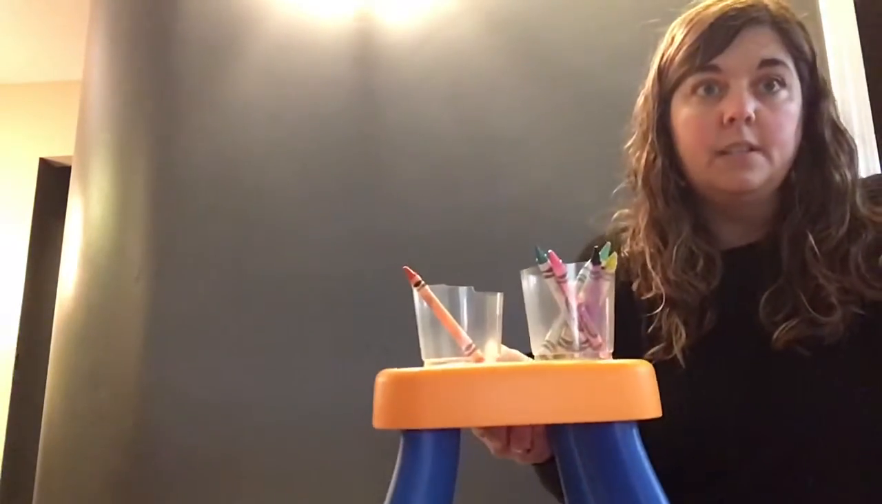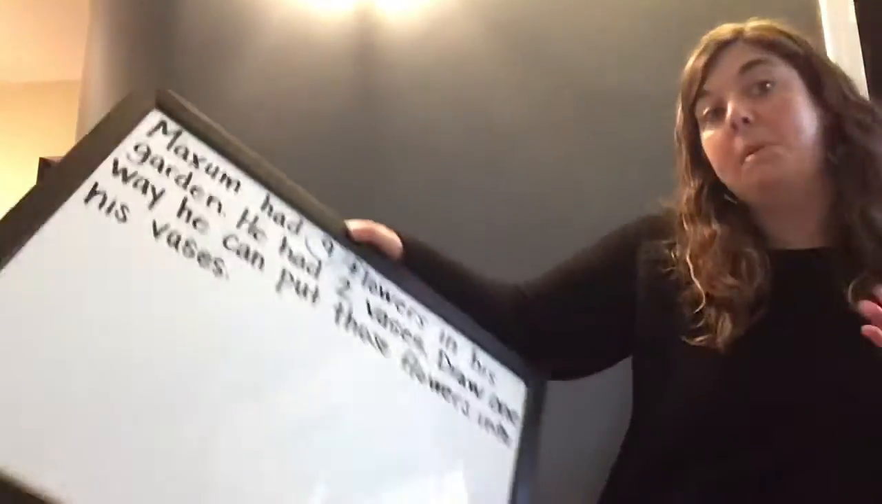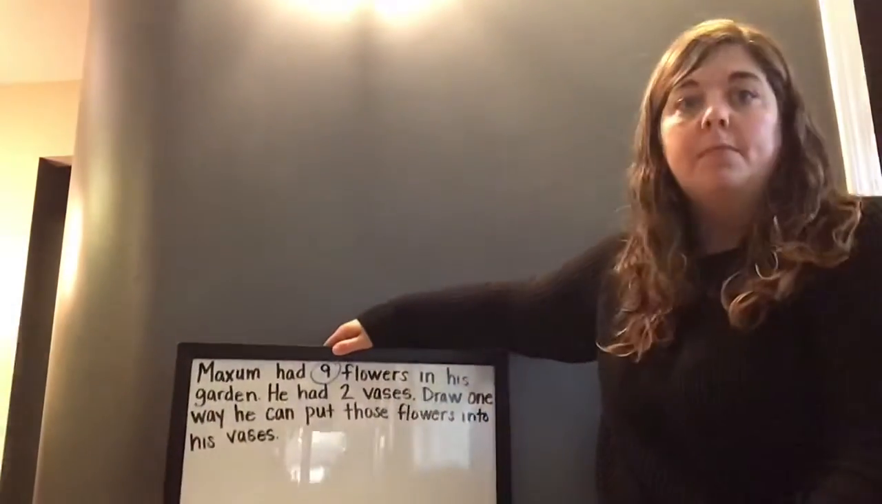I could just put maybe 1 in this vase and the rest in here. And I have 1, 2, 3, 4, 5, 6, 7, 8 in that one. And I have 1 in here. So this is just a couple examples of how I can make different flowers and vases. And I want you to see if you can come up with a different way, or maybe it's the same way as I used for flowers and vases.